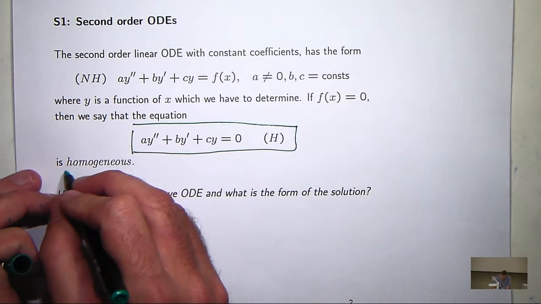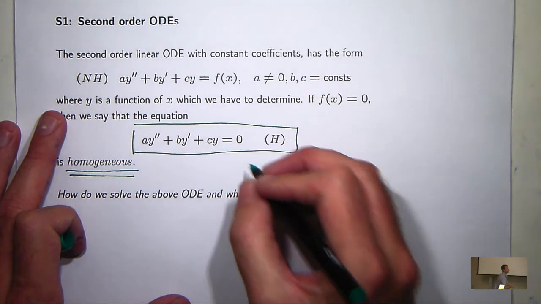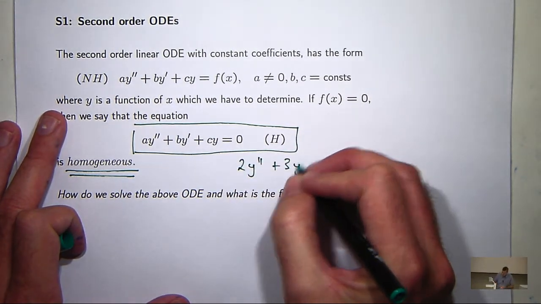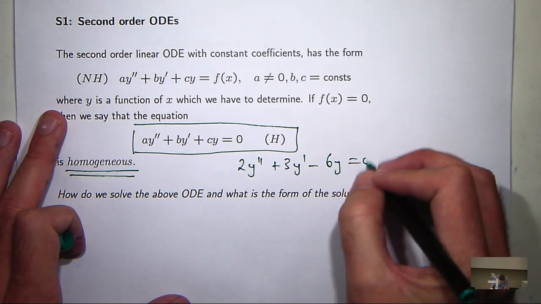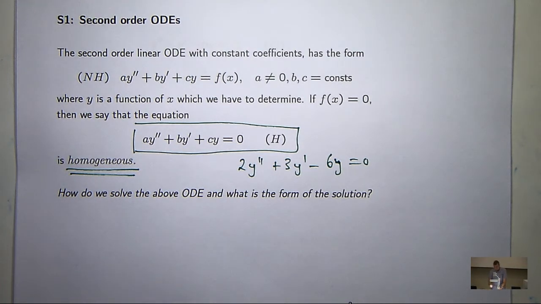Now, that boxed equation is a differential equation, and the highest derivative is a second order derivative. So you can call that a second order differential equation. Now, the a's, b's, and c's are just known constants, known numbers. So an example of this might be something like 2y double prime plus 3y prime minus 6y equals 0. That's an example of a homogeneous second order differential equation. Now, by homogeneous, we mean just 0 on the right-hand side instead of a function of x.